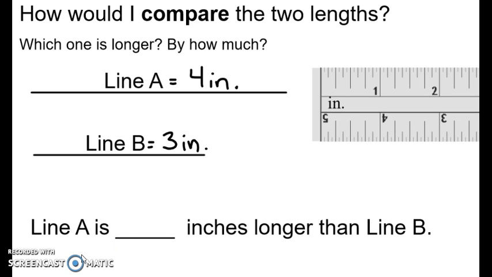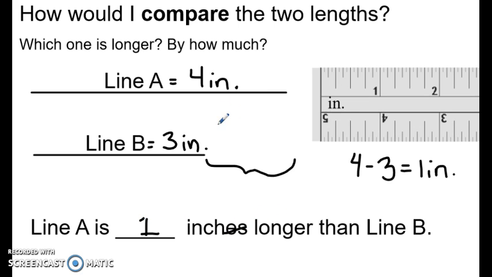Well, let's think about it in two ways. One way to find the difference between two lines is to subtract. This is the part we are trying to figure out. How much longer is this line than this line? To find it, I could subtract 4 minus 3. And 4 minus 3 would be 1. So I know that line A is 1 inch longer than line B.